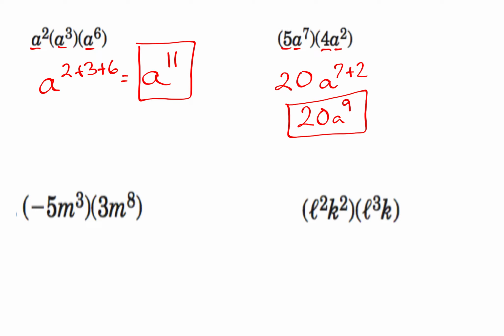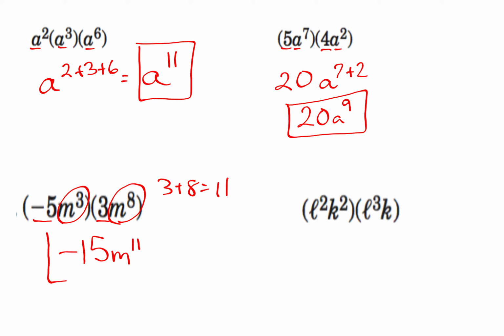Okay, next example. Negative 5m to the 3rd times 3m to the 8th. The negative 5 and the 3 are just regular numbers. They multiply regularly to get negative 15. m to the 3rd and m to the 8th are both m's, and we're going to do 3 plus 8, which is 11. So negative 15m to the 11th.